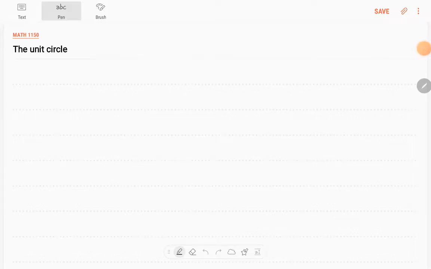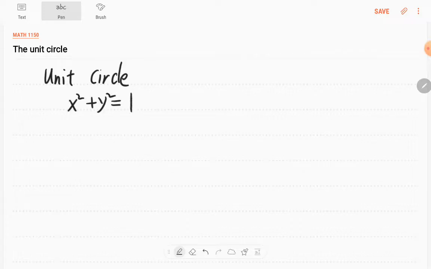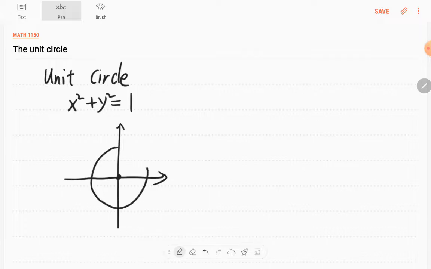So now let's look at a very special circle, which is called a unit circle. The unit circle means a circle centered at the origin, which is x squared plus y squared equals 1. So this tells you that the center is the origin, 0, 0, and the radius is 1. So this is called a unit circle.